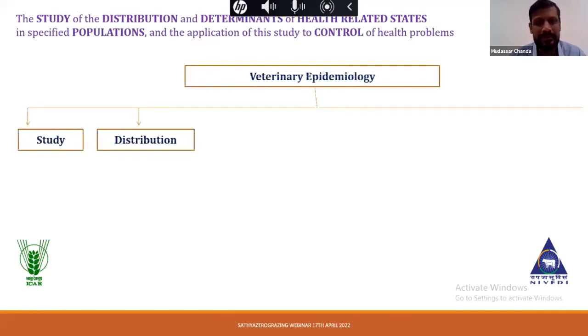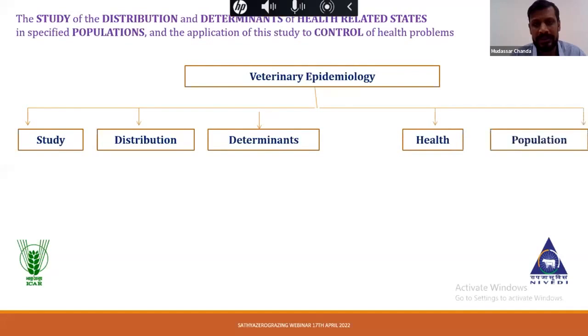I always start with this particular slide, breaking down the definition of epidemiology into different components. The definition is the study of distribution and determinants of health-related states in a specified population. The most important aspect when you talk of epidemiology is that without population, the study is incomplete. In most cases we talk about individual cases, we don't talk of the population. So that is one important component to keep in mind when understanding the epidemiology of any disease.